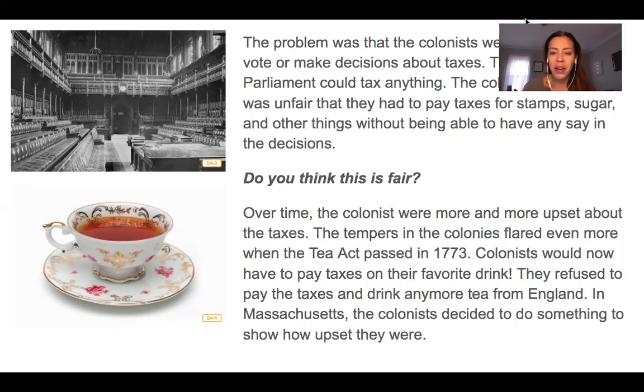Do you think it's fair that Parliament could decide what they wanted to tax and what kind of money they would collect, and the people just had to keep paying without any say? I don't think that's really fair.